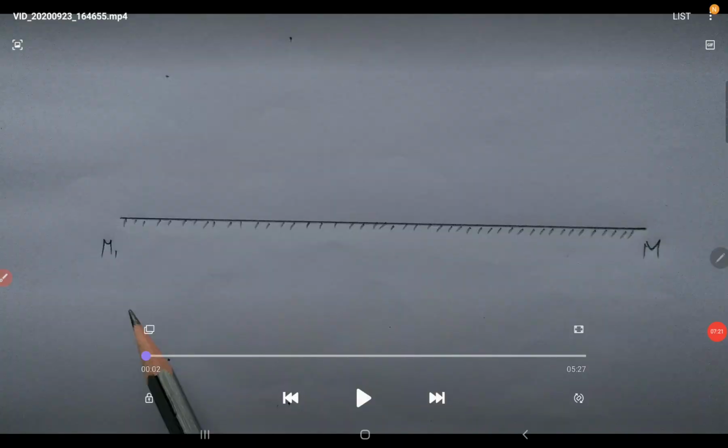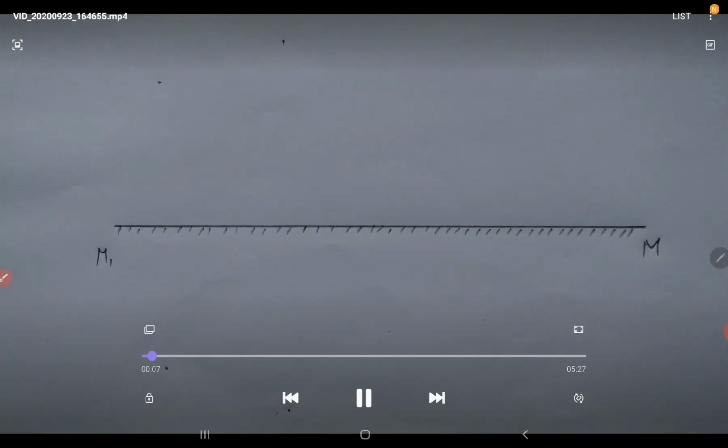So let us begin with drawing the figure of the image formed by an extended object. Just to save time, I have already made this mirror part, which is M1 and M. If you remember, in your book the figure is vertical, but I am drawing it horizontal so that it becomes easier. You can draw it vertical also, afterwards you can flip it.